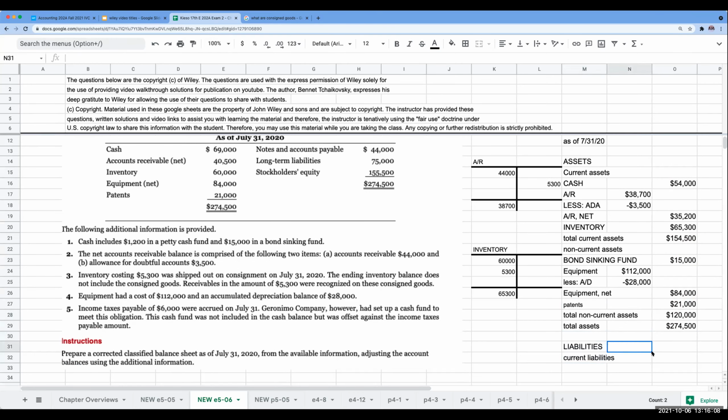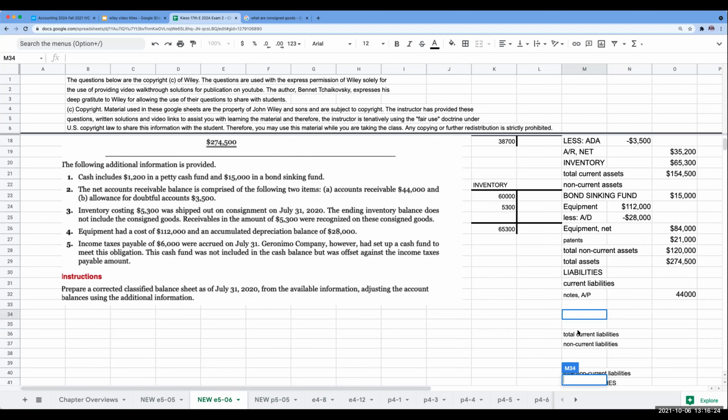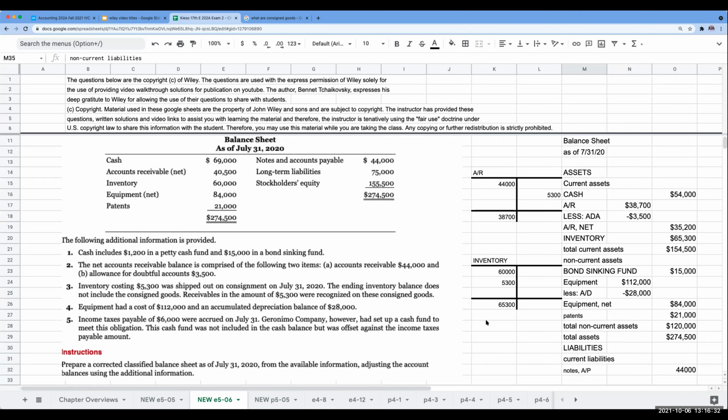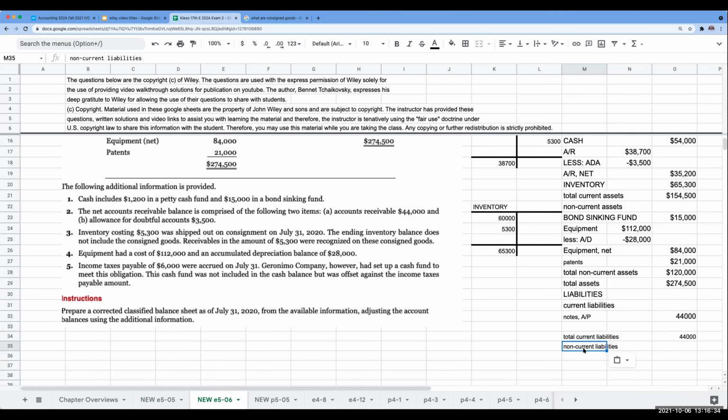Okay. So let's go ahead and just take a look at liabilities real quick. So we've got current liabilities over here. I've got notes and accounts payable totaling 44,000. Okay. So my total current liabilities as of right now are going to be 44,000. For non-current liabilities, I've got long-term liabilities.